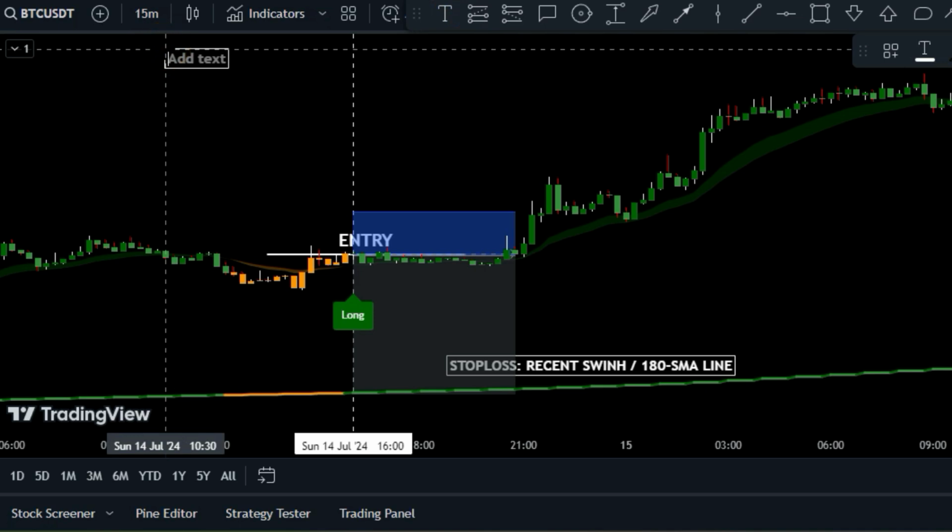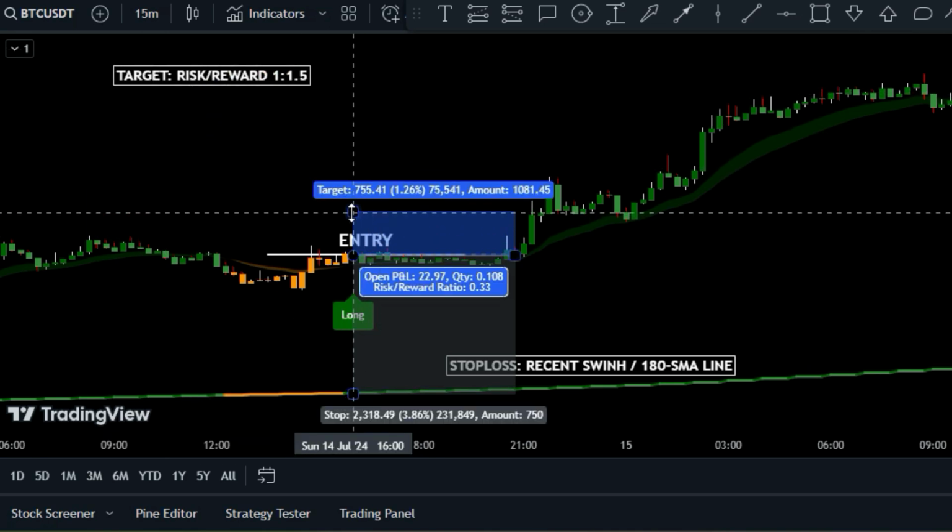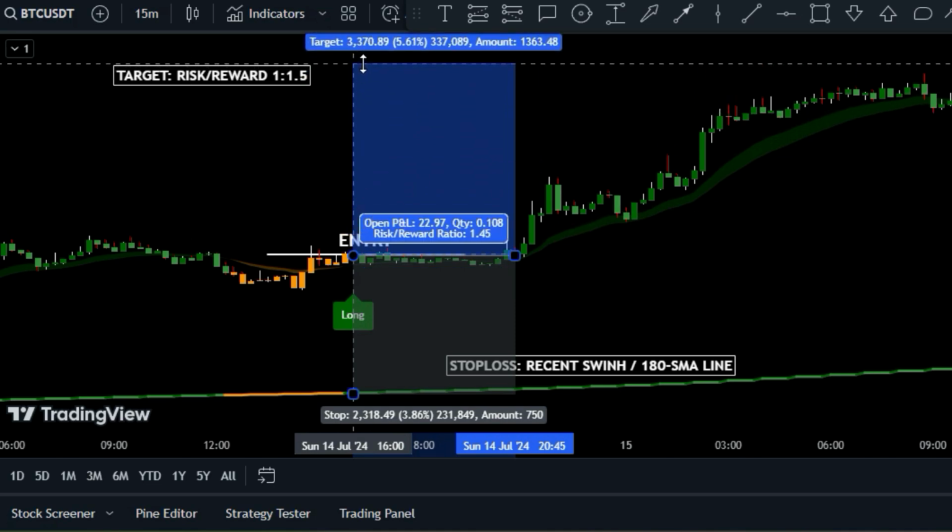After that, lock in those sweet gains by setting your trade target 1.5 times greater than the distance between the entry level and the stop loss level. This way, you'll be aiming for more profits than the risk you're taking on.